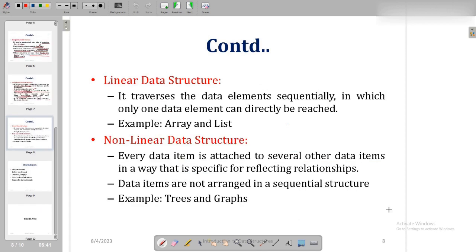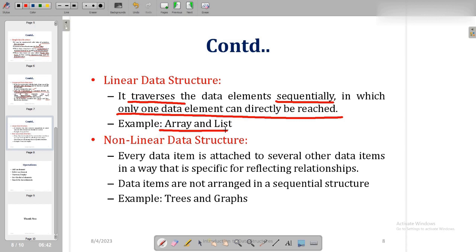Let's see what is linear and non-linear data structure. Linear data structure is one where we can traverse the data structure in a sequential manner. Sequential is very important. We can traverse the data elements sequentially, in which only one data element can be directly reached. We can start from any one element and visit all the elements one by one, but we can reach only one element at a time. Examples of linear data structure are array and list.